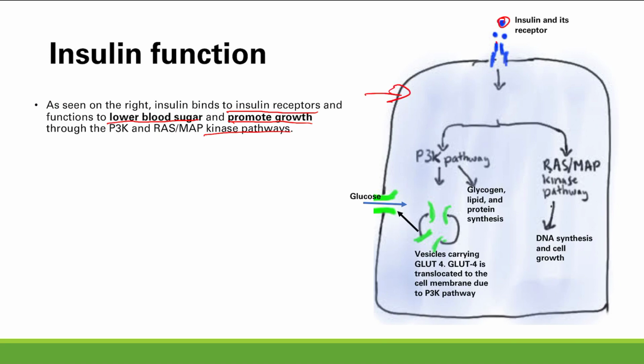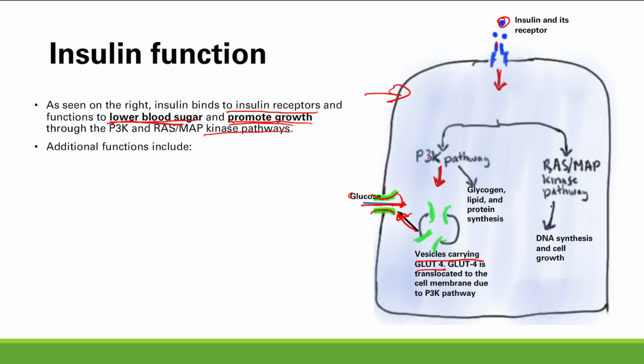Insulin binds to its receptor, causes a lot of signals, causes the PI3K pathway, the RAS-MAP pathway. PI3K pathway causes vesicles that are carrying GLUT4. GLUT4 is a channel for glucose. It's going to cause translocation to the cell membrane. So now you get these GLUT4 channels in the cell membrane, so that glucose can be taken up by whatever cell that insulin acted on. This can be any cell throughout the body. Okay, so that's how you get glucose, and then you also get glycogen, lipid, and protein synthesis, whatever that cell needs. And in the RAS-MAP pathway, you have DNA synthesis and cell growth. Okay, so that's all to lower blood sugar and promote growth.